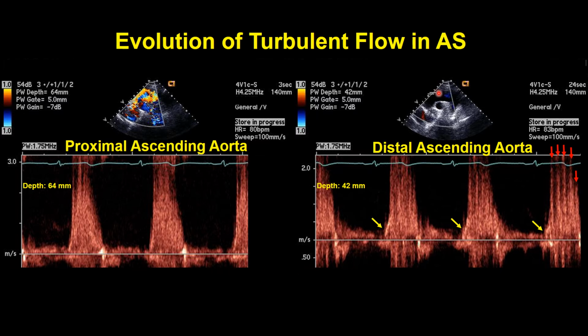And when we get up to the ascending aorta, we can see the transient low velocity blood flow starting to develop, and also we're seeing these spikes here. So we're seeing the velocities fluctuate in the aorta. So at 64 millimeters, it's not so much. At 42 millimeters, we're starting to see some changes.